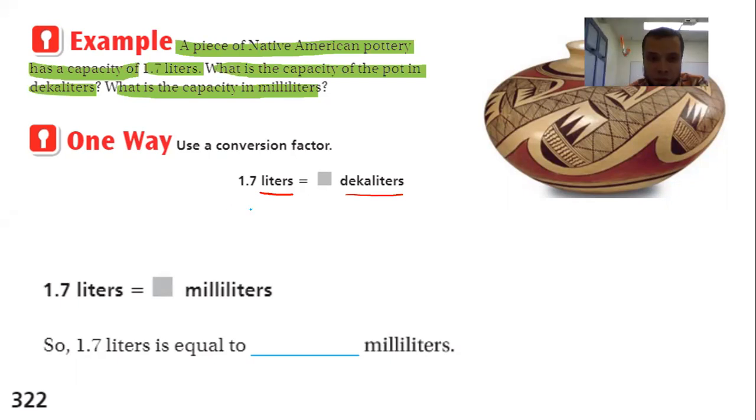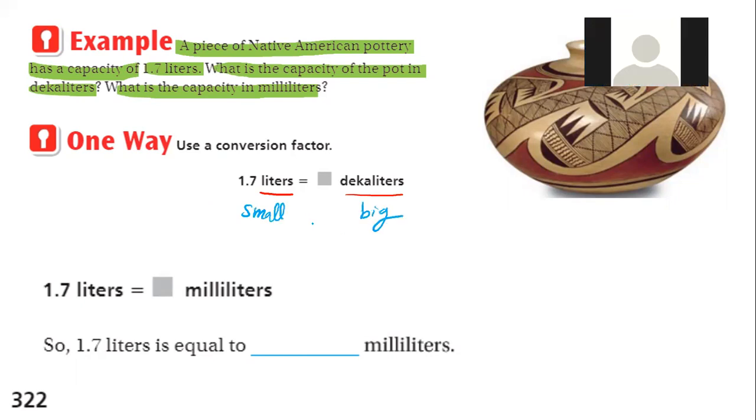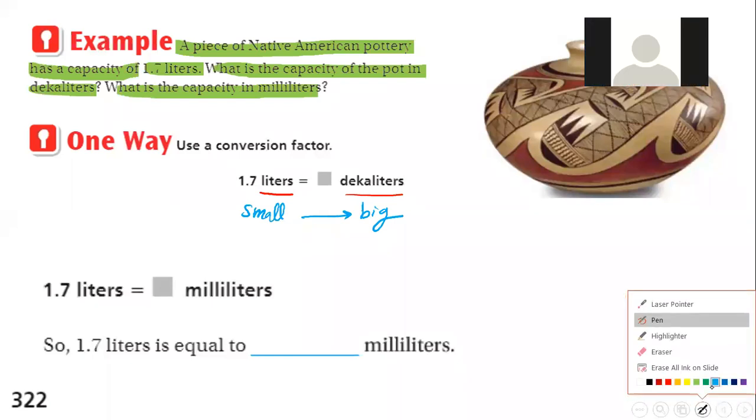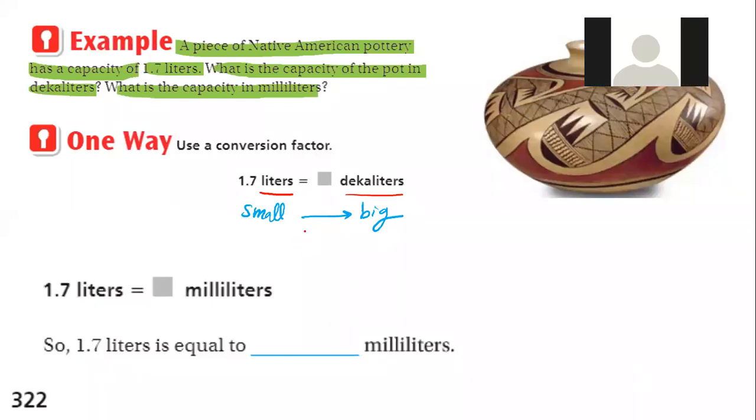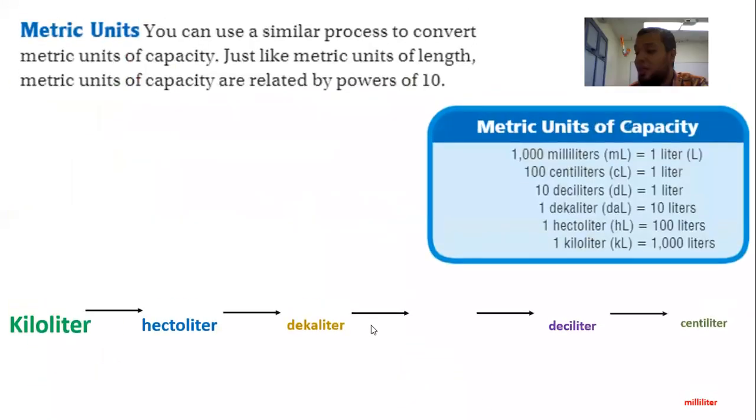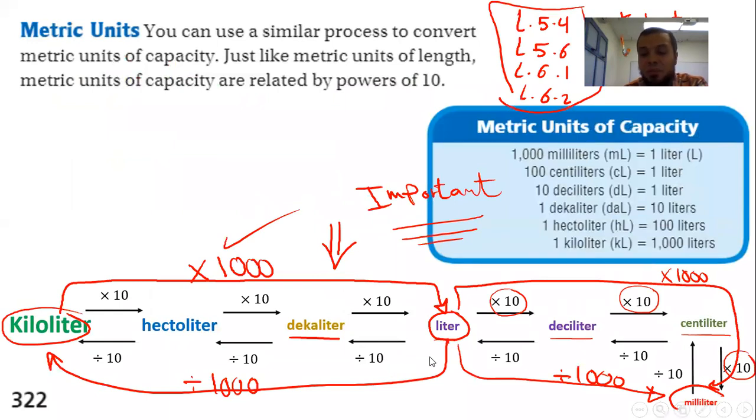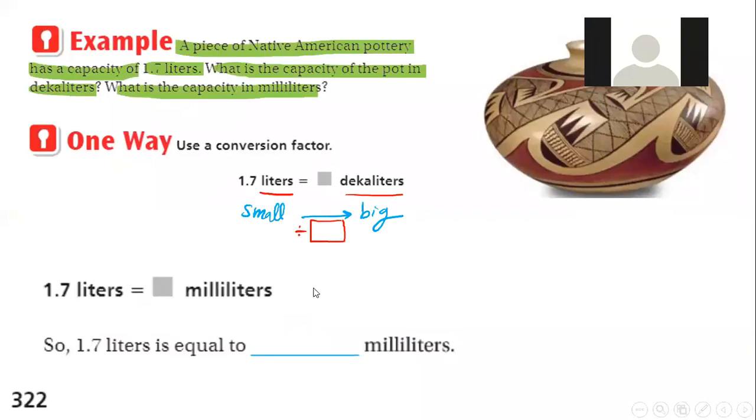Small to big, Ahmed, you are the first one. So small to big, what should you do? Multiply or divide? Divide. Yes, the conversion number is important. How can I know the conversion number from the relationship up? I need to convert from liter to deca. Yes, it's divided by 10. Good job, divided by 10.